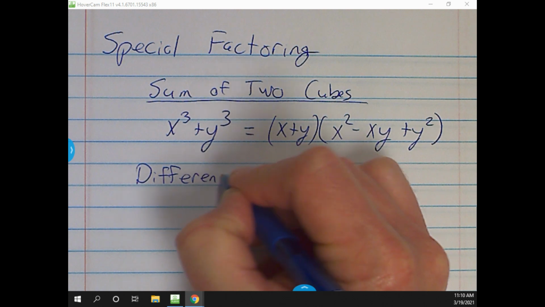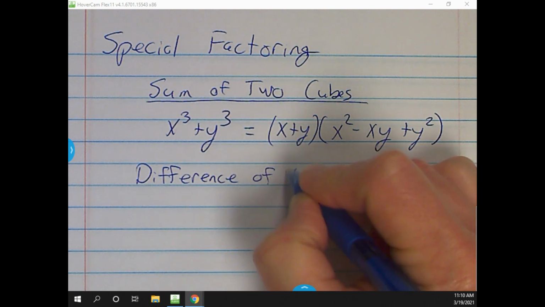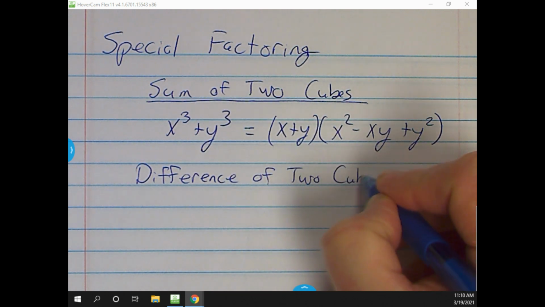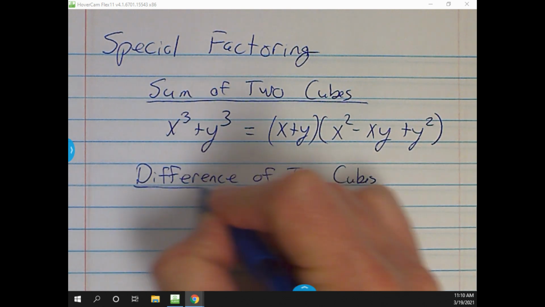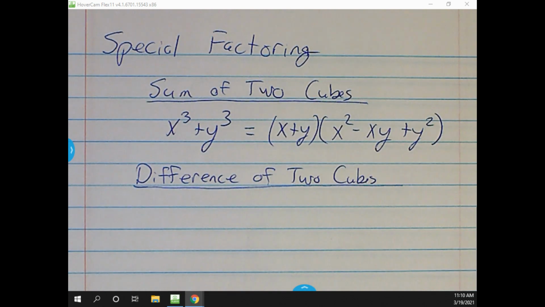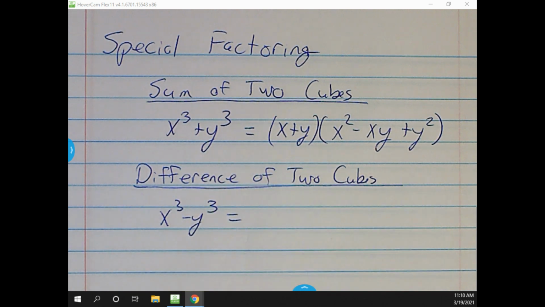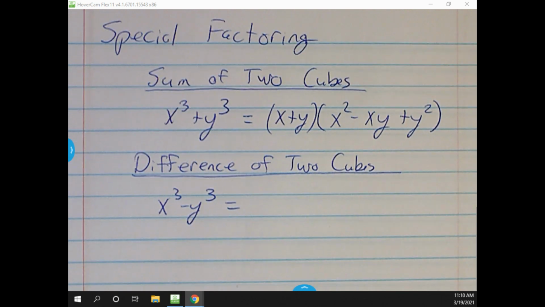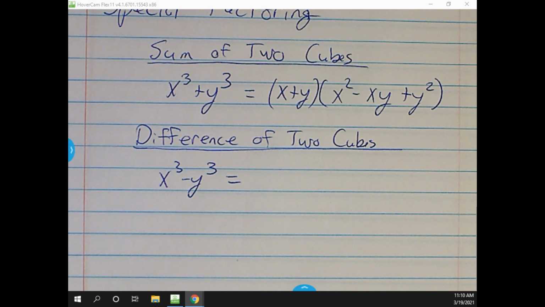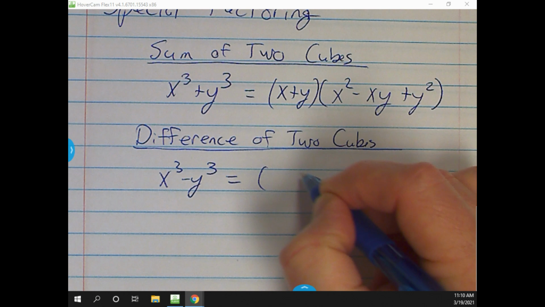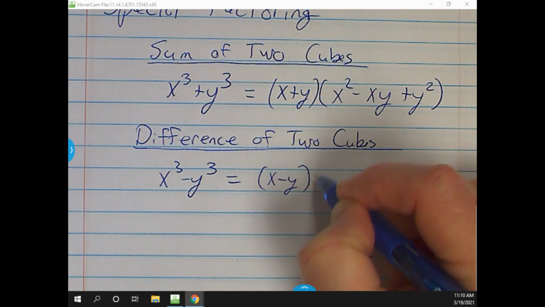The difference of two cubes is almost exactly the same thing, just changing up a little bit of a sign. So a difference of two cubes, instead of being plus, it's a minus. It's basically the same formula, but you're just going to change up a couple of plus and minuses in this formula.